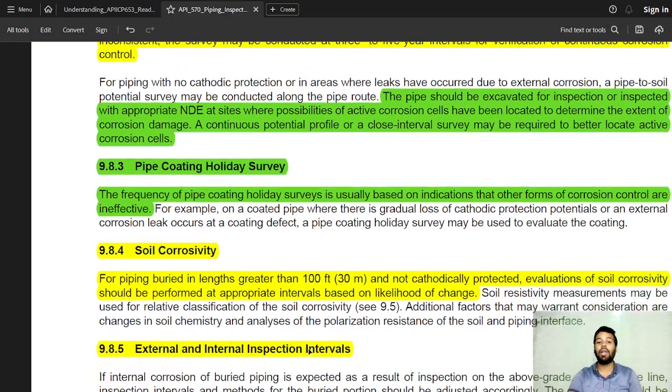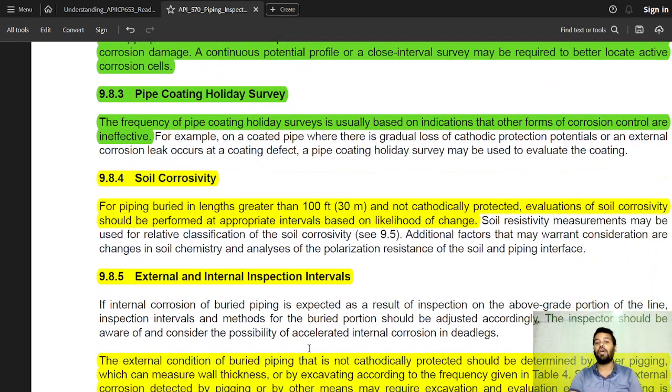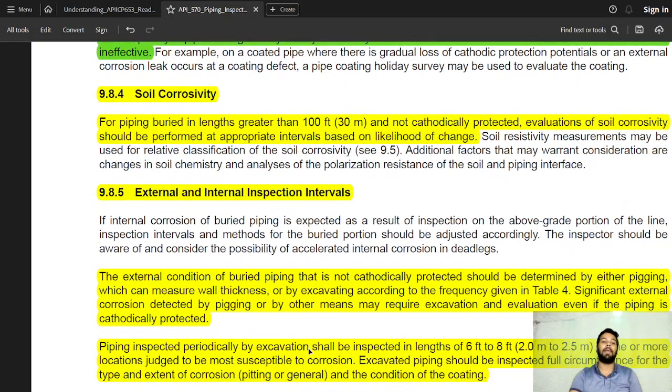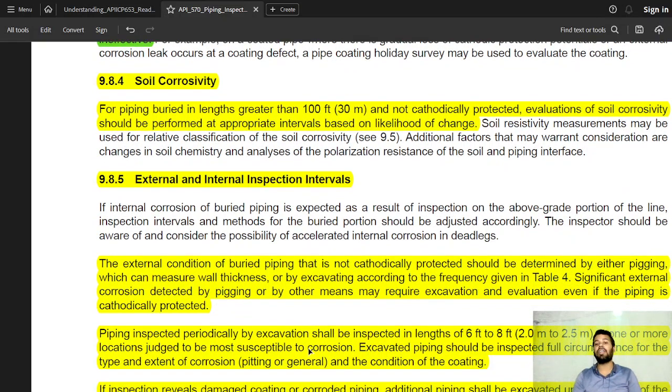Next is piping coating holiday survey. The frequency of holiday surveys is usually based on indication that other forms of corrosion control are ineffective. Soil corrosivity should be evaluated for piping buried in lengths greater than 30 meters that is not cathodically protected. The evaluation of soil corrosivity should be performed at appropriate intervals based on the likelihood of change.